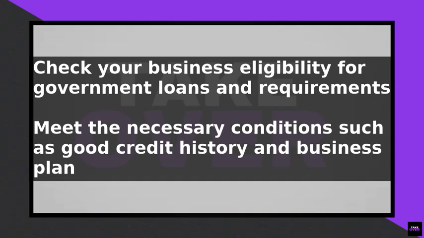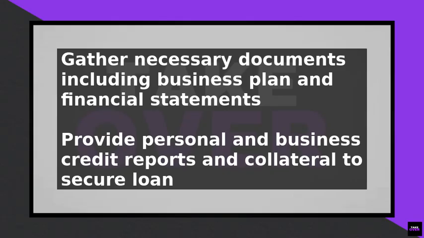You will also need to provide personal and business credit reports, as well as collateral to secure the loan. Collateral can include assets such as property, equipment, or inventory. After you have gathered all the necessary documents, you can submit your application to the government agency that provides the type of loan you are applying for.